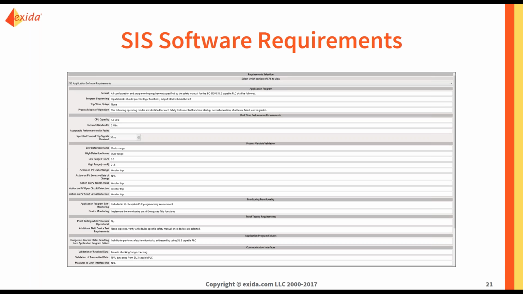Then you have process variable validation. So what's your low detection name, your high detection name, what's your low and high range, what's your action on PV out of range, action on PV excessive rate of change, etc. So you get the idea, but all of these things again are listed in the standard as requirements for the SRS, and you can fill in your information as needed right here. Some of it is very, very useful information. You might need to get the right people in the room, maybe a process control engineer, etc., to make sure that you have all of the required information for the design.